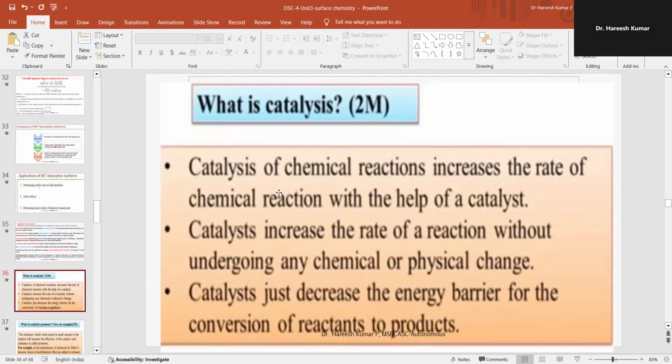What is catalysis? Catalysis of a chemical reaction increases the rate of a chemical reaction with the help of a catalyst. A catalyst increases the rate of a reaction without undergoing any chemical or physical change. A catalyst just decreases the energy barrier of the conversion of the reactant into product.